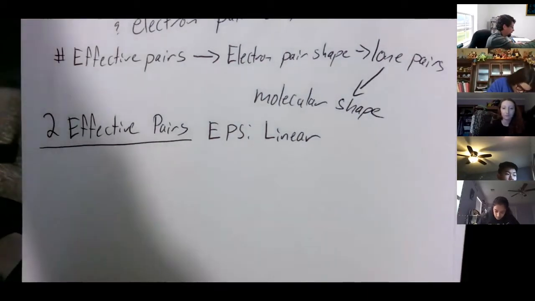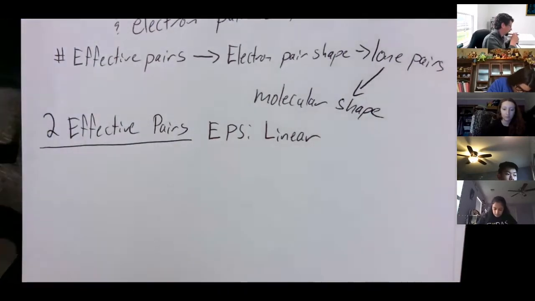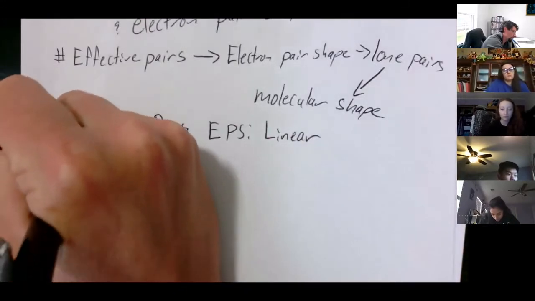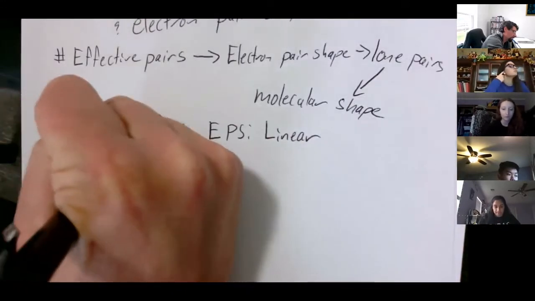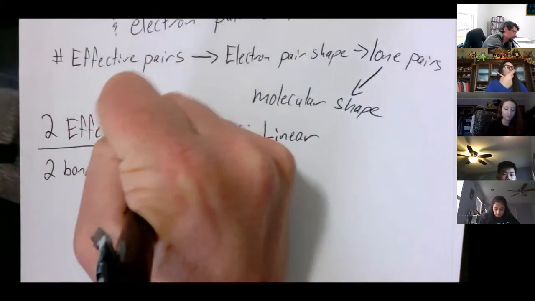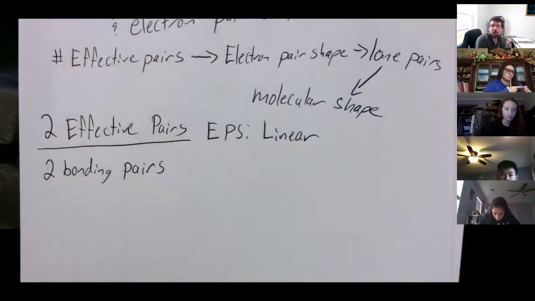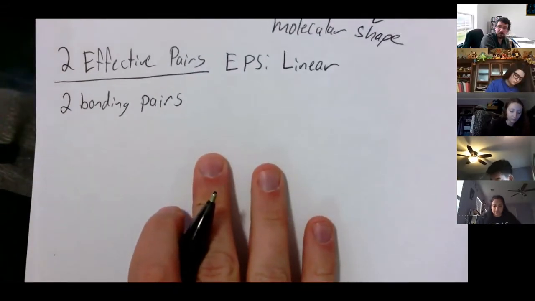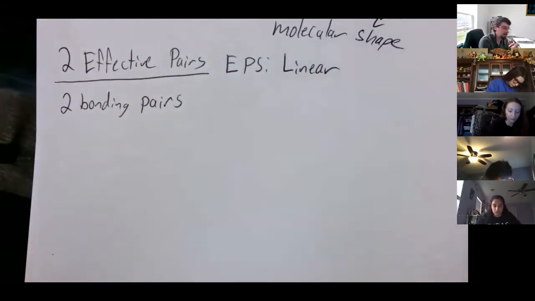All right. So, if we have two bonding pairs, whenever you have the same number of bonding pairs as effective pairs, the molecular shape is the exact same as the electron pair shape. So, let's look at some examples and then we'll try and show what that molecular shape is.